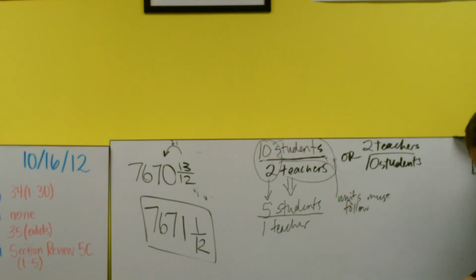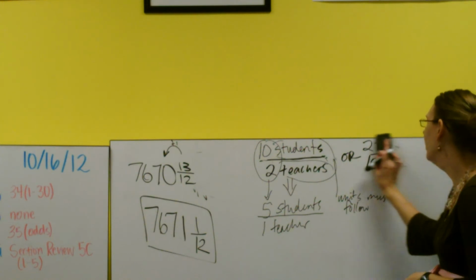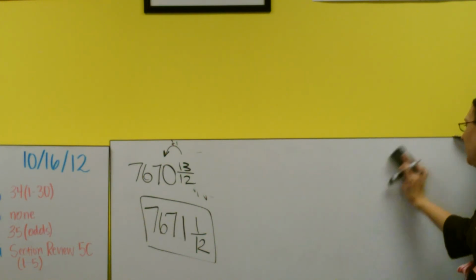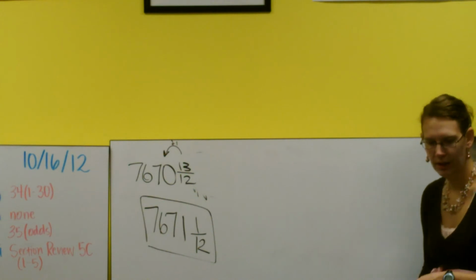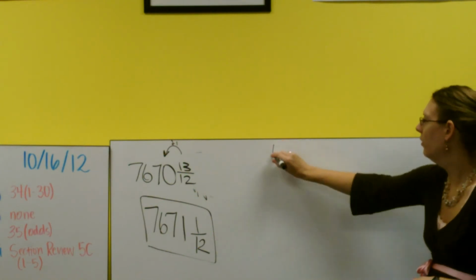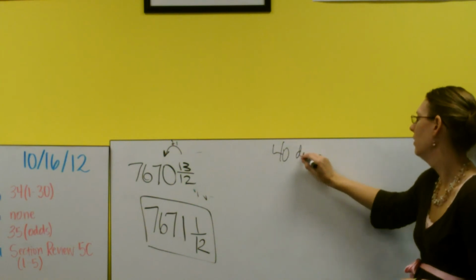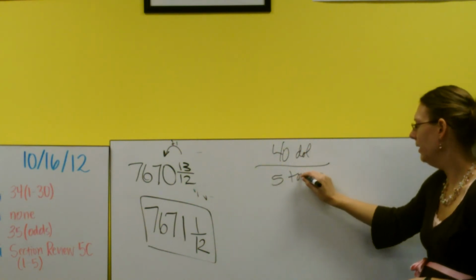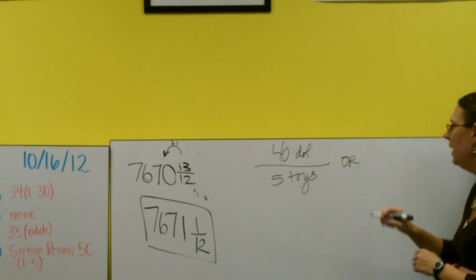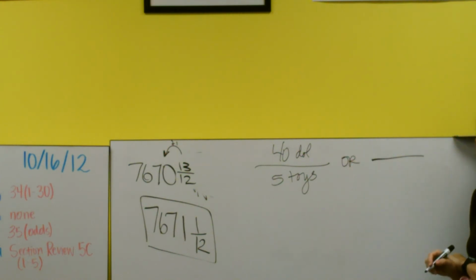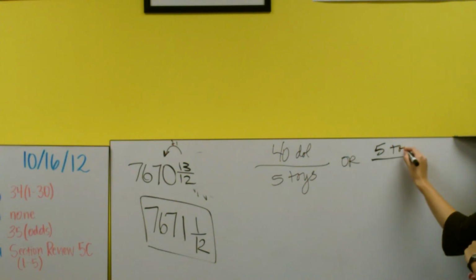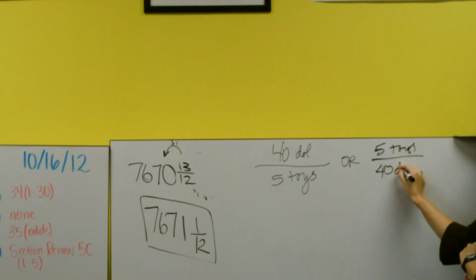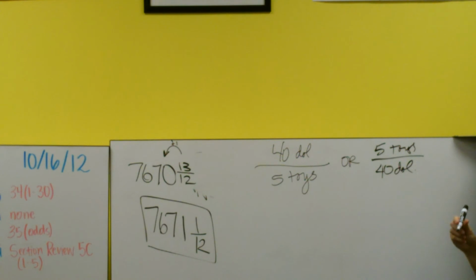It says Waldo bought... $40 over 5 toys. Good. Destiny, give me the other one. $8 over 1 toy. Careful. We always got to stick with our original information. 5 toys over $40. What's the answer again? She simplified the fraction before we gave our two ratios.